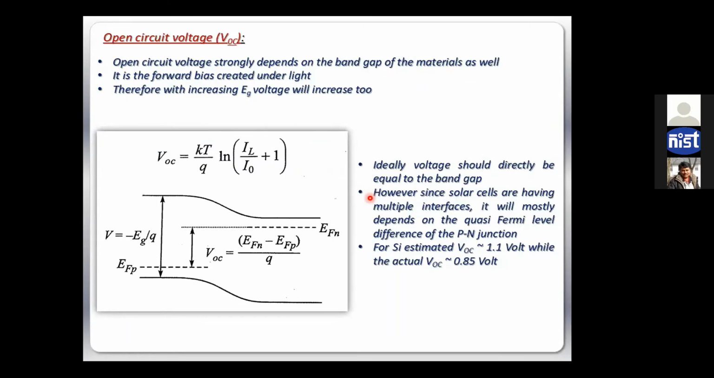So what is VOC? Basically, if you can recall yesterday's last few slides, after the charge separation, the positive charge gets accumulated in the P side, negative charge gets accumulated in the N side, and that accumulation of opposite charges inside the material creates a voltage. It is an electrostatic voltage, right?